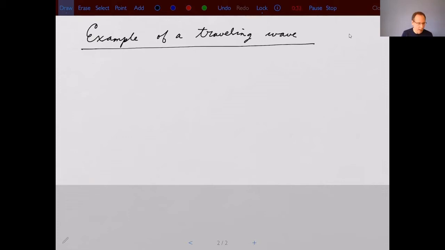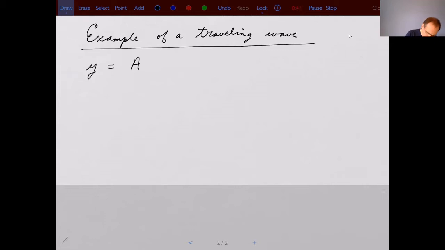Okay, let me give you guys an example of what a traveling wave looks like, and I'll show you some animations of this. So here's an example. Oh, let me do this in black. So, example of a traveling wave. I want to show you why that equation actually leads to a traveling wave. So again, here's our mathematical equation.